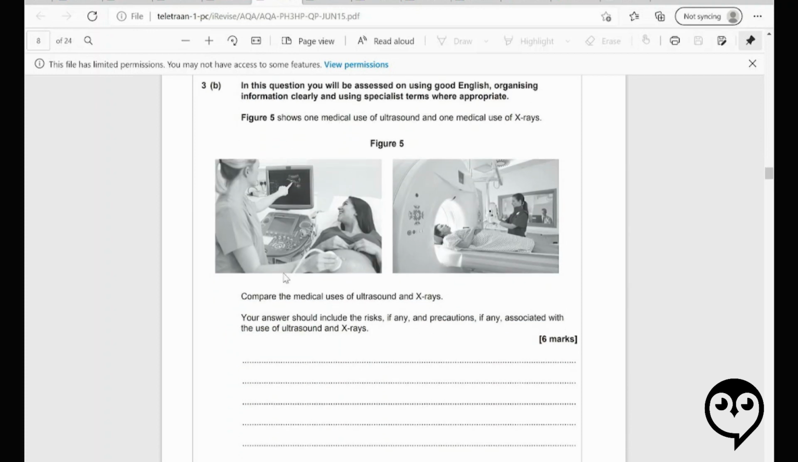This one here is compare the medical uses of ultrasound and X-rays. You should talk about the risks, any precautions associated with ultrasounds and X-rays. Very simply, ultrasounds we can see used here to look at babies in the womb. You can also use them to crush down kidney and gallbladder stones, and so that's useful. There's no precautions. The ultrasound's completely safe. That's about it. You can use it for imaging. The images, as we've seen, are not as clear, and it's a little bit hard to make things out. That's why you need to be specially trained on these machines.